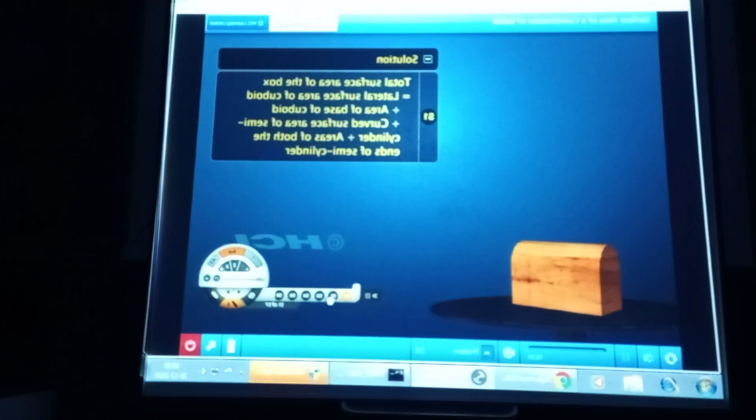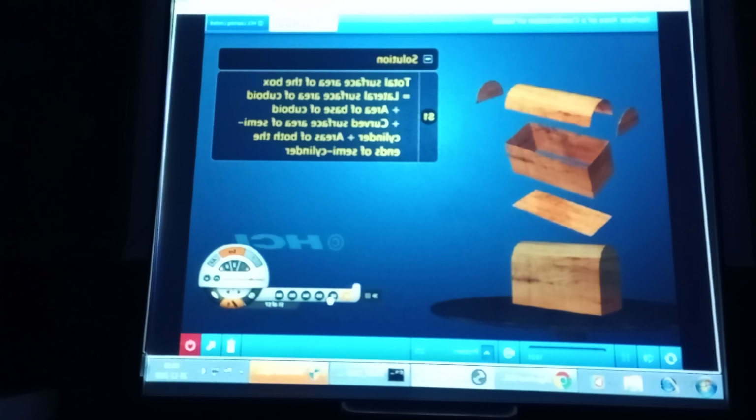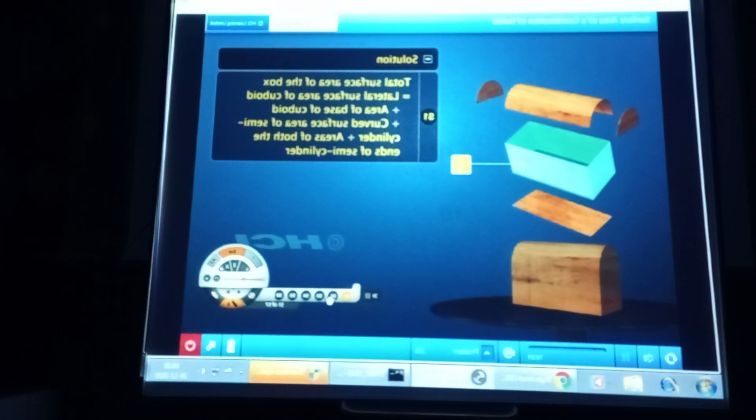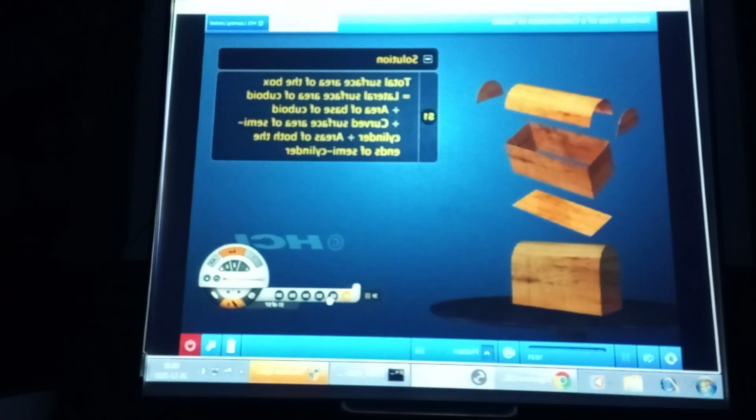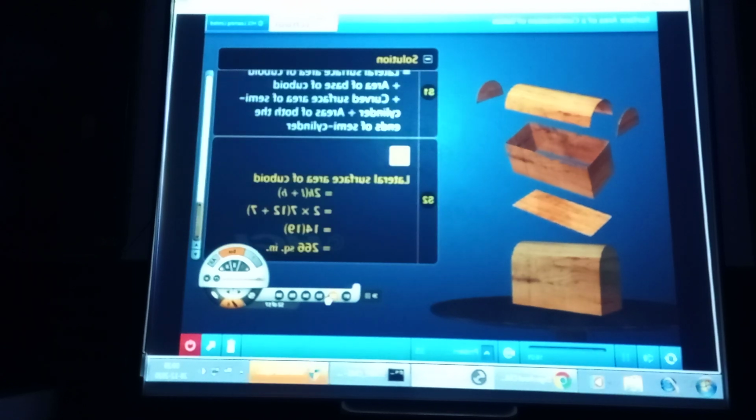To find the cost of the wood required to make this box, we need to find the total surface area of the box. This total surface area is the sum of the lateral surface area of the cuboid, the area of the base of the cuboid, the curved surface area of the semi-cylinder, and the areas of both the ends of the semi-cylinder. First, let's find the surface area of the cuboid.